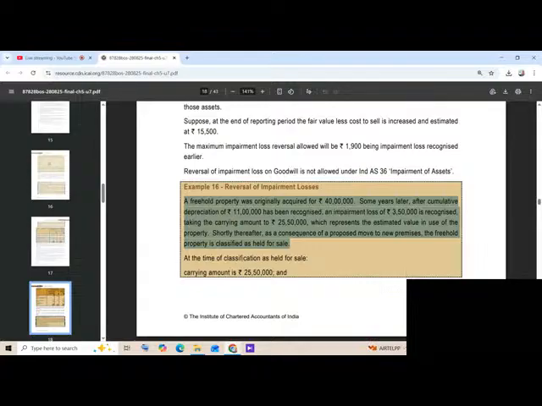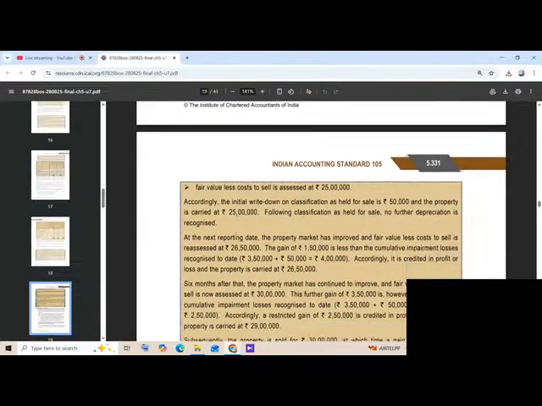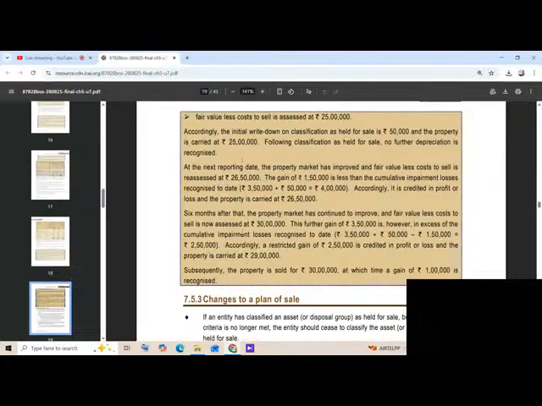Shortly thereafter, as a consequence of a proposed move to new premises, the freehold property is classified as held for sale. At the time of classification as held for sale, the carrying amount is 25 lakh 50,000. Fair value less cost to sell is assessed at 25 lakhs. Accordingly, the initial write down on classification as held for sale is 50,000 and the property is carried at 25 lakhs. Following the classification as held for sale, no further depreciation is recognized.